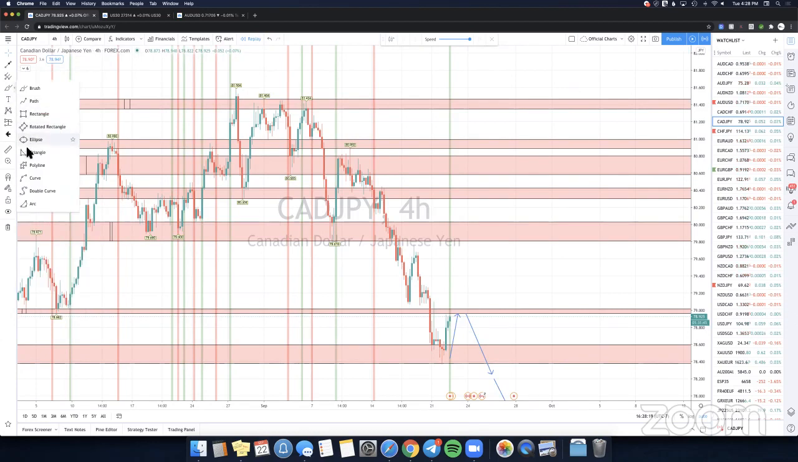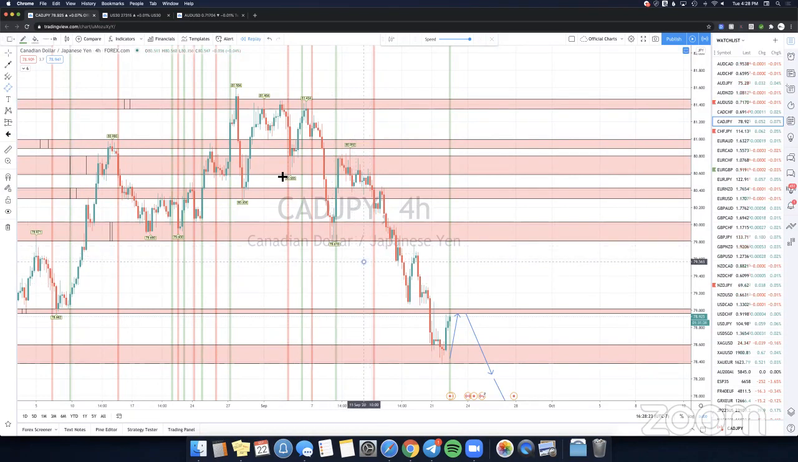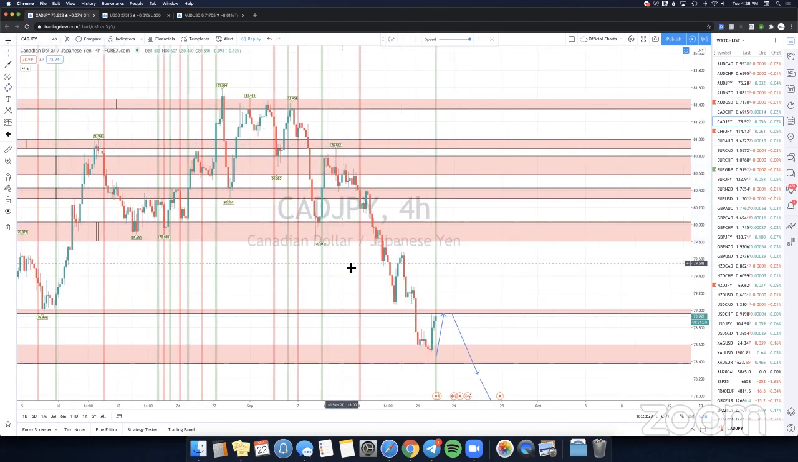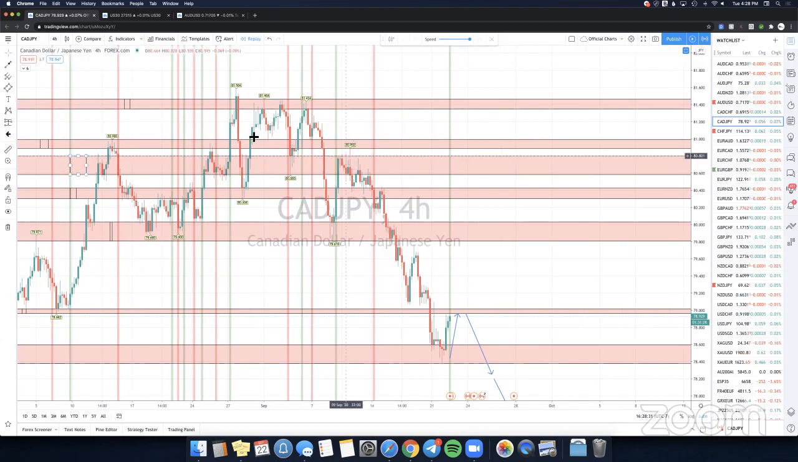I'm going to use a different tool so I don't have to, whoops. Never mind. I don't want to mess with my rectangles, because if I use the other tool, I'm going to have to redo it again.